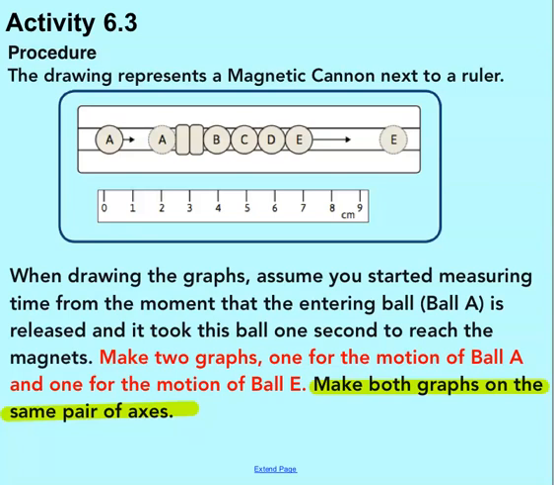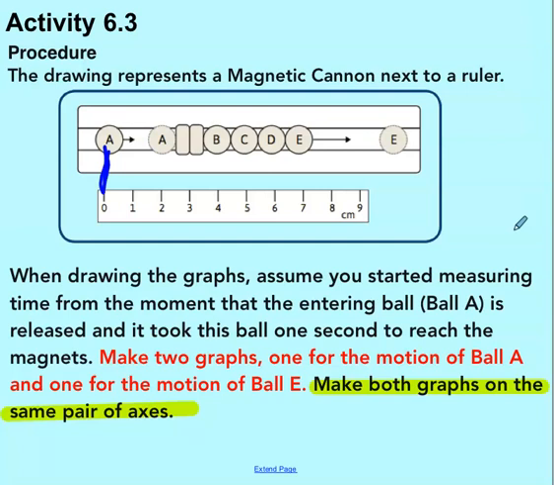So here are the procedures. The drawing represents a magnetic cannon next to a ruler. So just like earlier in activity 6.2, we added a ruler. So here you can see ball A is at the 0 mark. And just let me quick grab a pen. So ball A is at the 0. Again, I don't want you to say, oh, it's a little bit before the 0. It's at 0. And then we can see where the other balls are. And what we're going to be doing is creating 2 graphs today, one for ball A and one for ball E.